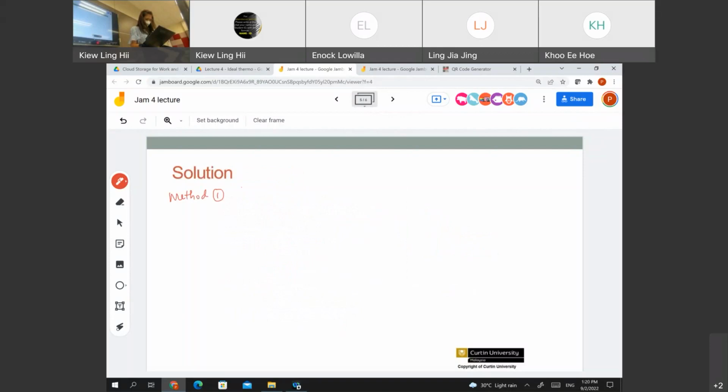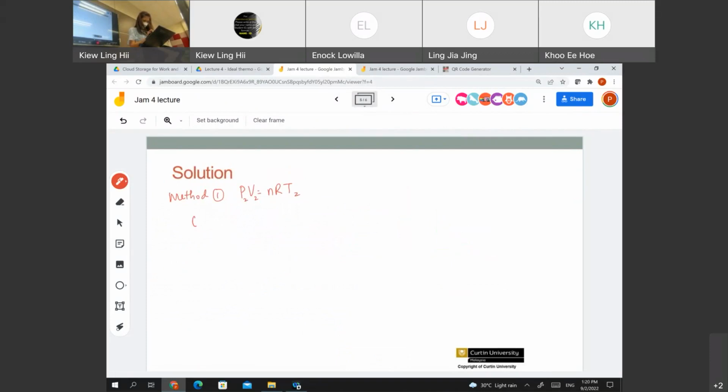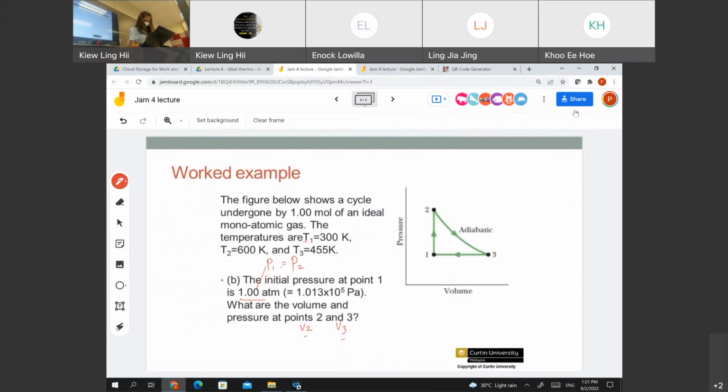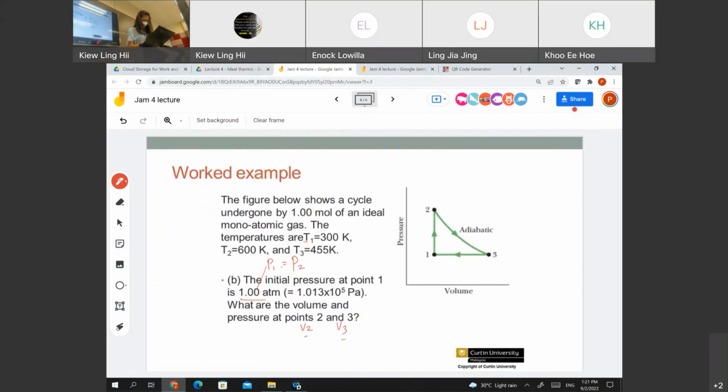PV equals nRT. So for point 2, P2 is 1 atm, so 1.013 times 10 to the power of 5. V2 is our unknown, 1 mole at 0.31, T2 600.